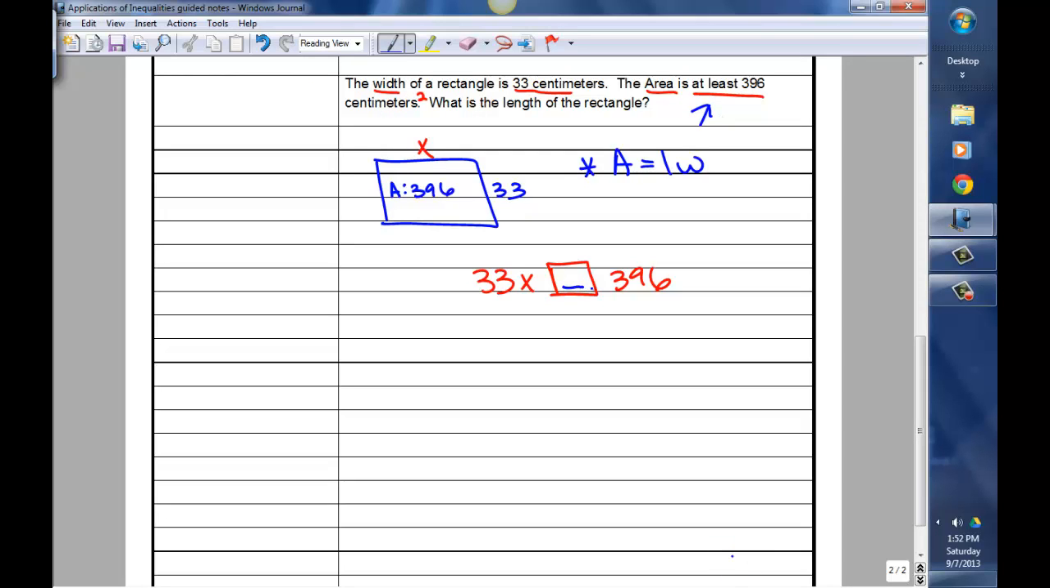396 would be good, and so can this area, when I get done doing the math, can it be more than 396? Yes, it can. 396 or more would be fine. Now you can solve your inequality. Solving the inequality tells me that the length of my rectangle can be 12 centimeters or more, and that would give me an area of at least 396.